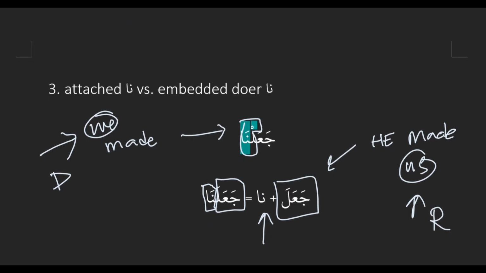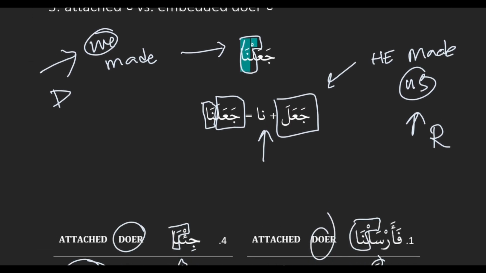And the very last rule? The last rule was the 2 kinds of nas. The embedded doer na is going to have a sukun on the letter before it. And the attached pronoun na is not going to have a sukun on the letter before it. Very good.